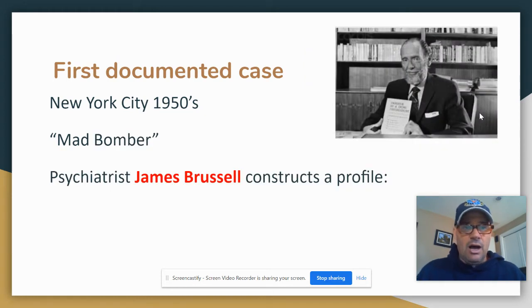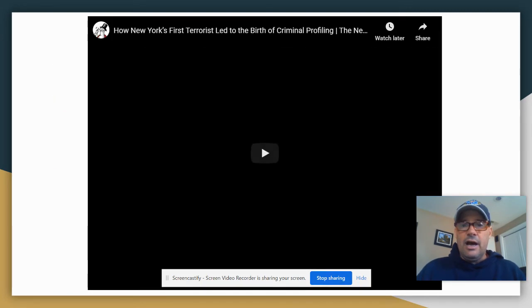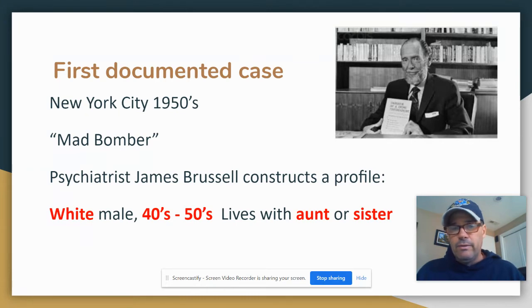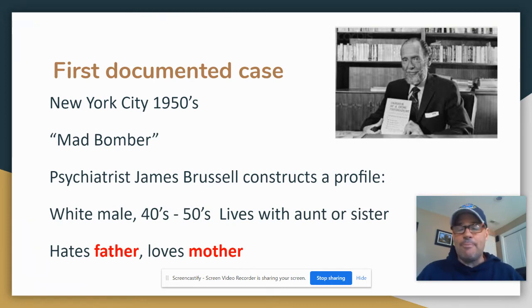That led to a psychiatrist, James Brussel, who was practicing psychiatry at the time and following the news. He ends up going to the police, and he gives them a profile of who they should be looking for based on some of the details that had been in the newspaper. He said a couple of things about this. He said that the guy would be a white male, between his 40s and 50s in terms of age, and he probably lives with his aunt or sister. Honestly, the police really thought the guy was kind of crazy. Like, what are you talking about? But he had some reasons for thinking that. He also said that the guy probably hates his father and yet loves his mother.